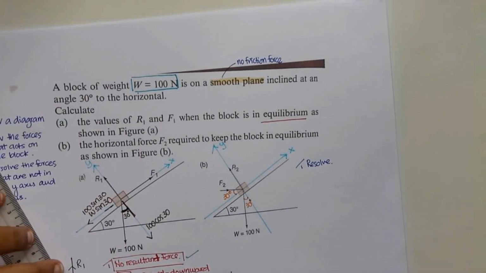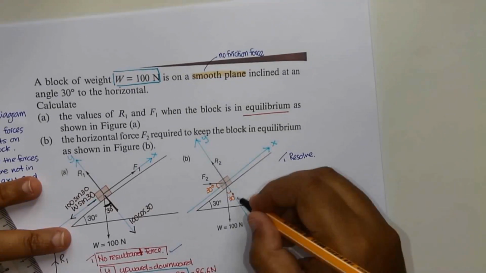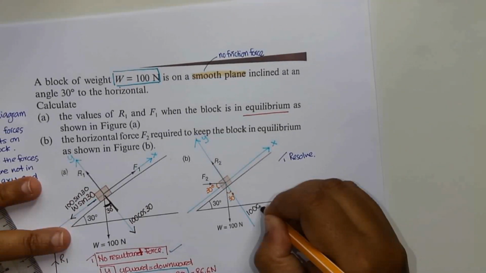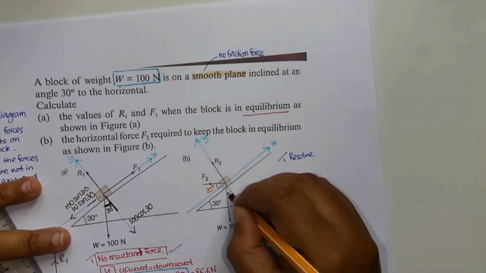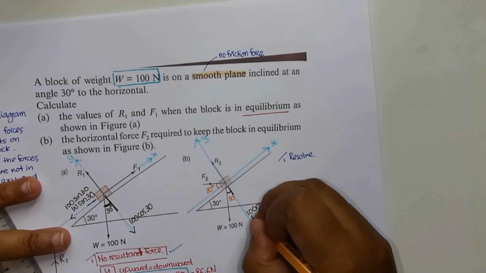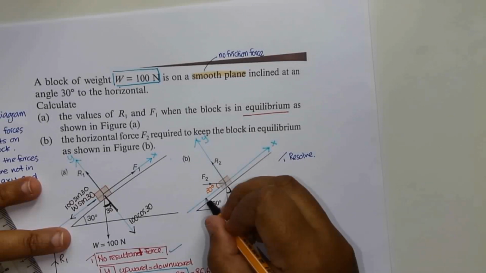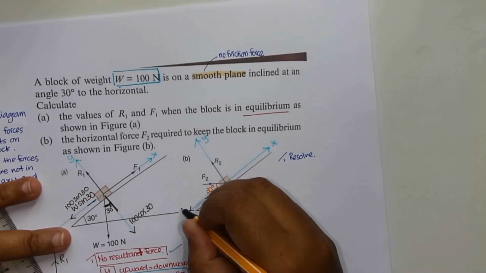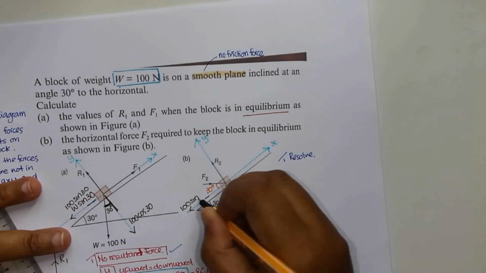Here will become what? Here will become 100 cos 30. Angle and the axis, so this axis will be 100 cos 30, and this axis will be 100 sine 30.